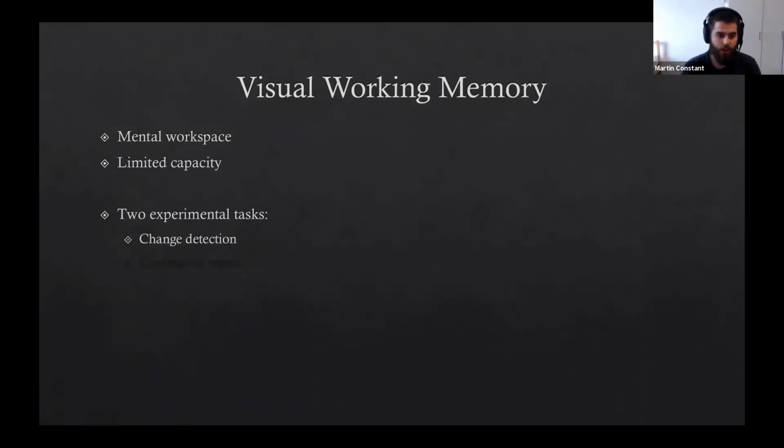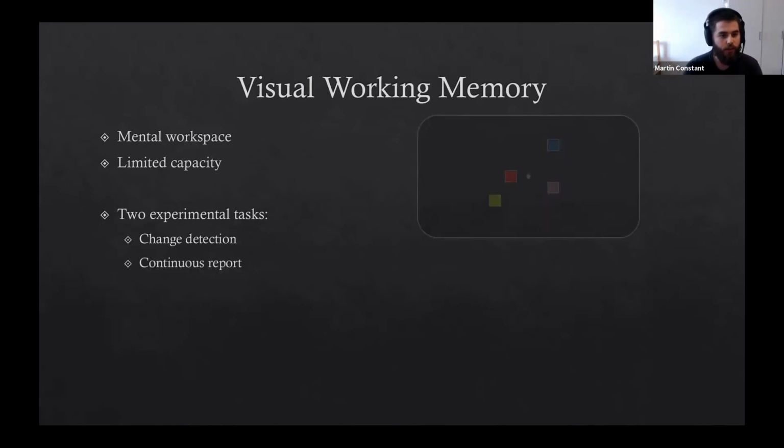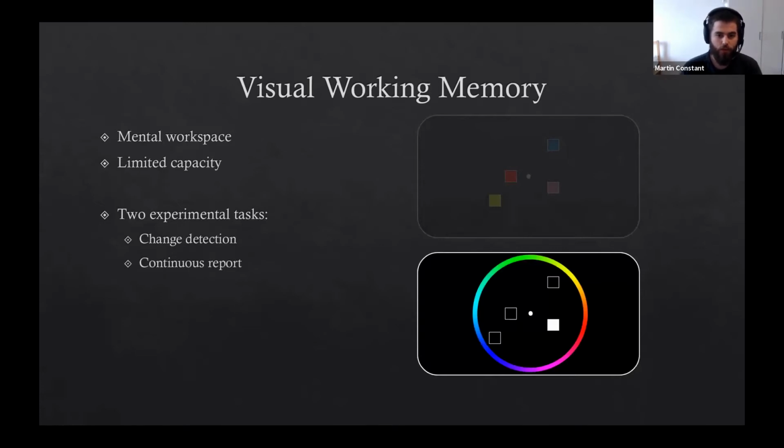The first is the change detection task. So it goes like this. You see an array of items, and you have to say whether an item changed before and after the delay. And we also have the continuous report task, where you have to remember the feature of an item. So here, it would be this white square, and it was green, I think.